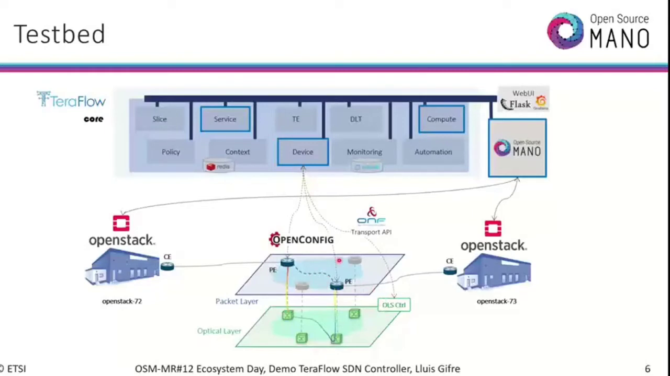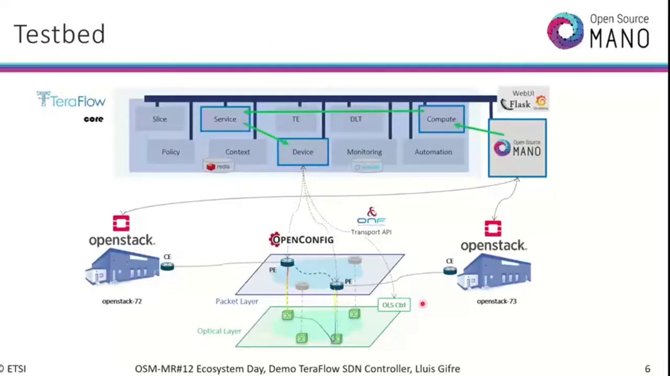For the packet layer, we have some packet routers that are controlled by means of the OpenConfig data model. And then for the optical layer, we rely on the transport API for controlling the optical devices by means of an open line system controller.